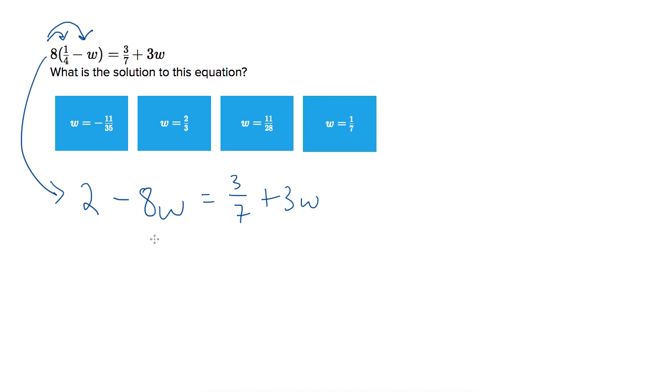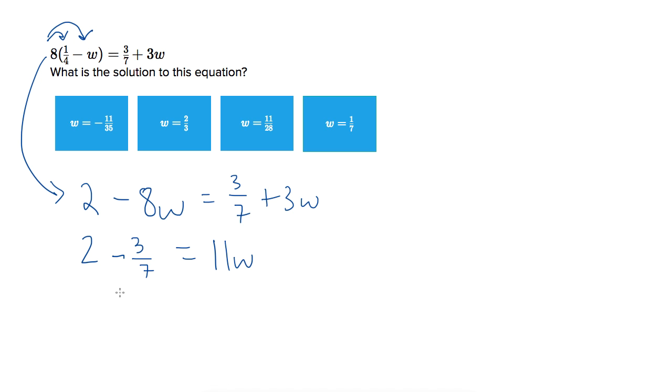So what I mean by that is we're going to put the things with w in them together, and we're going to put the regular numbers without a variable together, so that we get 2 minus 3/7, because we're subtracting 3/7 from both sides, equals 11w, because we added 8w to both sides.